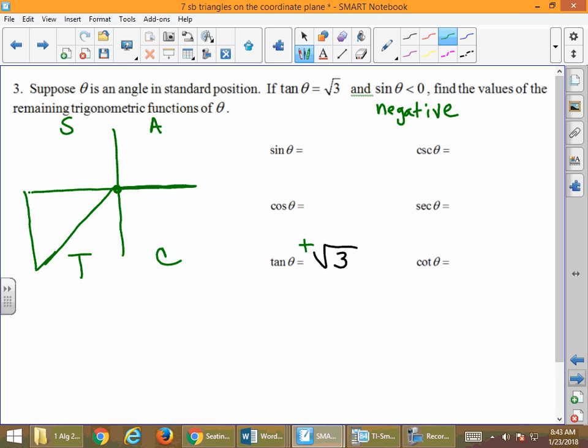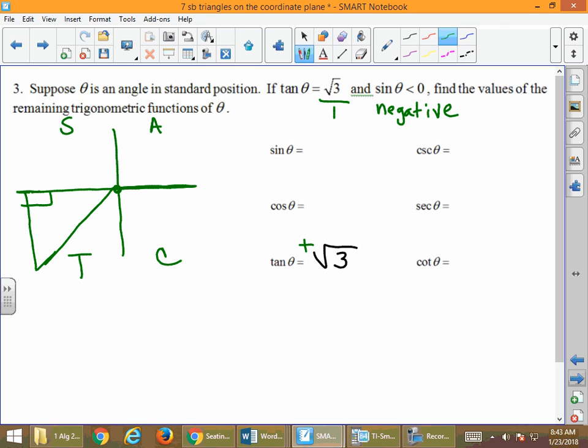And again, the board is a little bit disoriented, but I'm pretty good on this. The triangle always connects back to the x-axis. We're given the fact that tangent of theta is the square root of 3, which is the square root of 3 over 1, because it's opposite divided by adjacent.